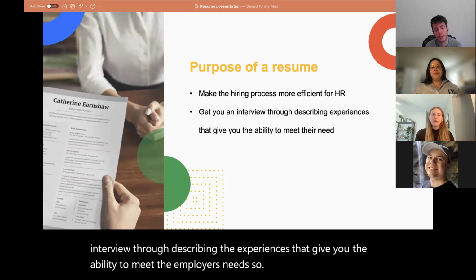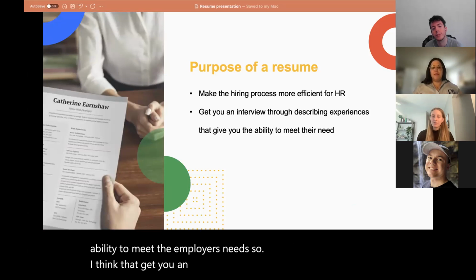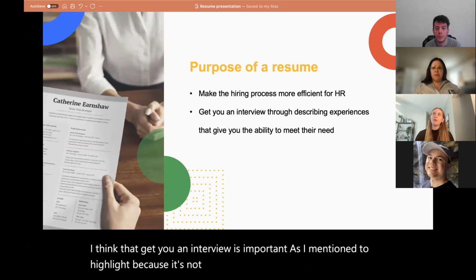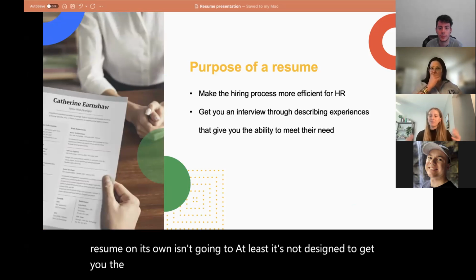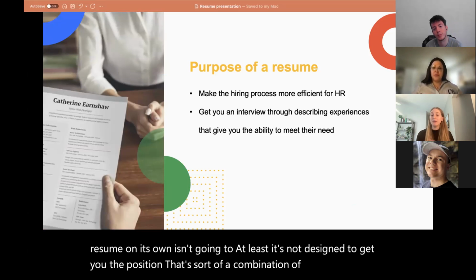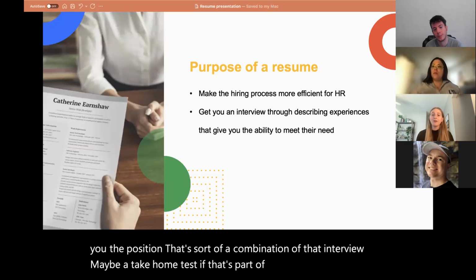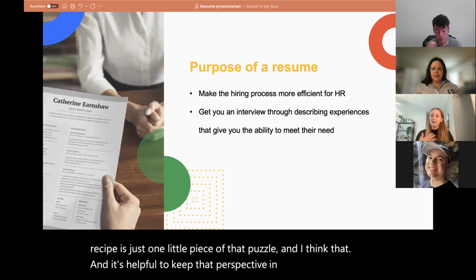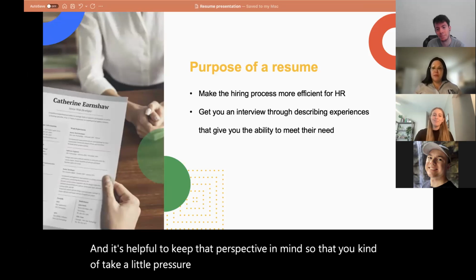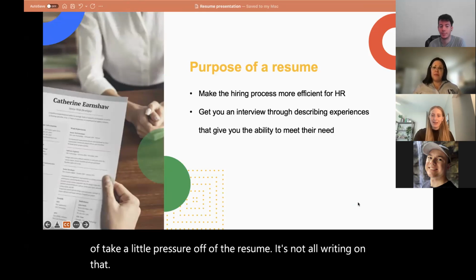So I think that "get you an interview" is important to highlight, because your resume on its own isn't going to, at least it's not designed to, get you the position. That's a combination of that interview, maybe a take-home test if that's part of it, and a cover letter. So the resume is just one little piece of that puzzle. And I think it's helpful to keep that perspective in mind so that you take a little pressure off of the resume. It's not all riding on that.